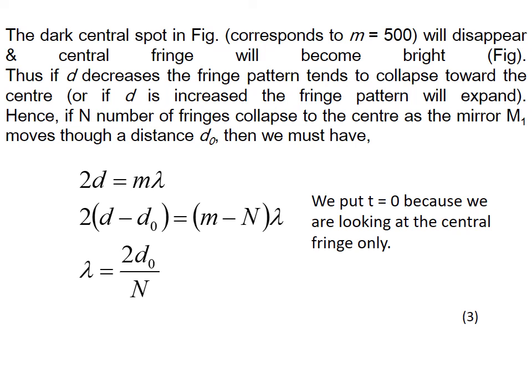Hence, if N number of fringes collapse to the center as the mirror M1 moves through a distance d0, then we must have 2d equals m lambda. And for the d0 shift, the equation becomes 2(d minus d0) equals (m plus capital N) lambda, or simply the wavelength of light can be measured as 2d0 by capital N. Thus, by moving the mirror through a distance, we can observe that N fringes have moved through a point on the screen, which is useful in calculating the wavelength.